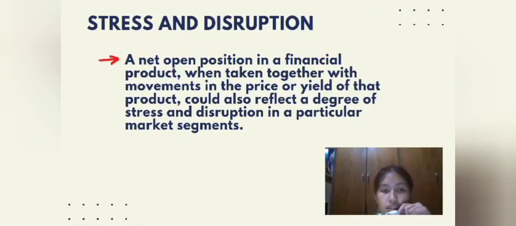So next is stress and disruption. A net open position in a financial product, when taken together with a movement in the price or yield of the product, could also reflect a degree of stress and disruption in a particular market segment.